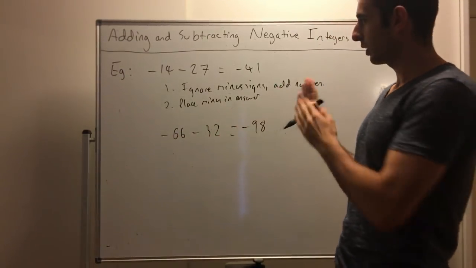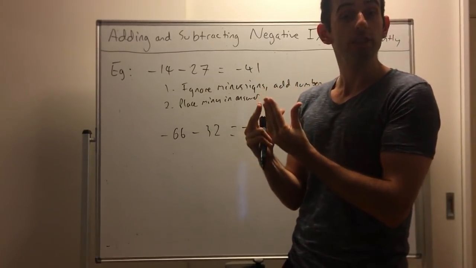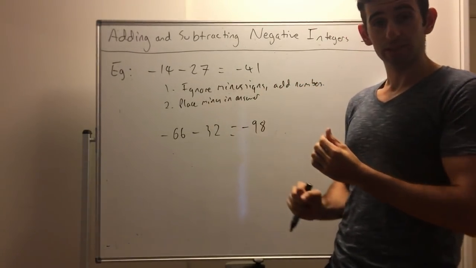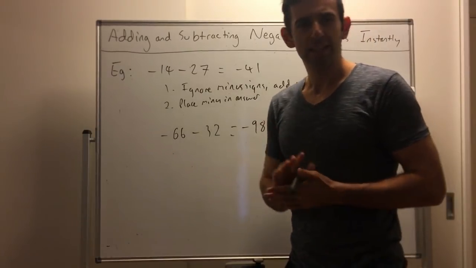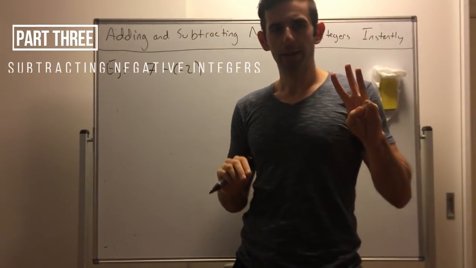That's it. That's how quick you can add negative numbers together. It's pretty much just addition, and all you've got to do is chuck the minus on the end. So if that was easy, let's go to part 3, the final part. Right, part 3.